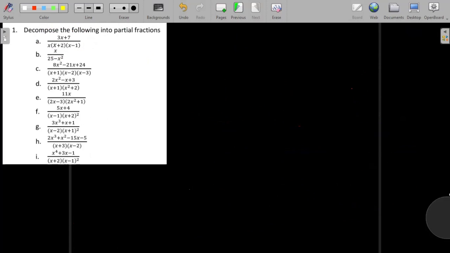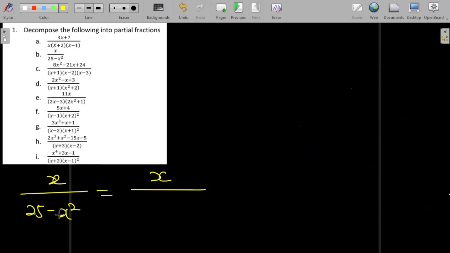All right, let's look at the second one. So the second one, we have x over 25 minus x squared. Here we might need to factorize the denominator. This one is just the difference of two squares, because the 25 is 5 squared, minus x squared. So when we factorize it, we're just going to get 5 minus x and then 5 plus x.